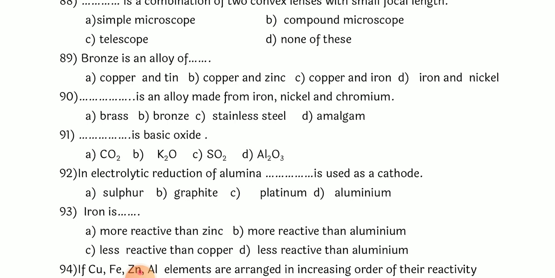In electrolytic reduction of alumina, dash is used as cathode. Graphite is used as cathode. Okay, that is option B.